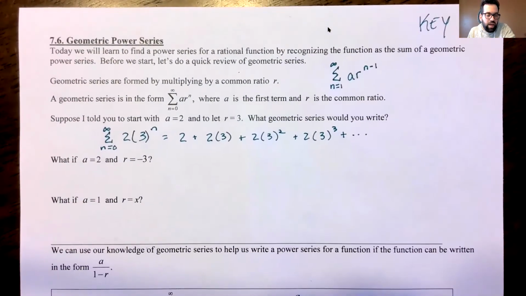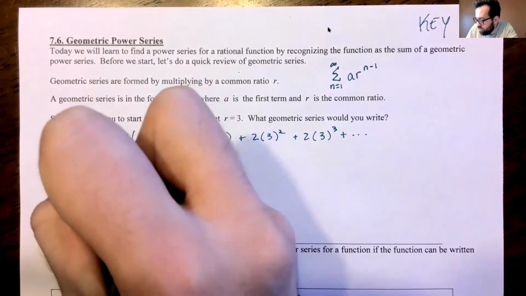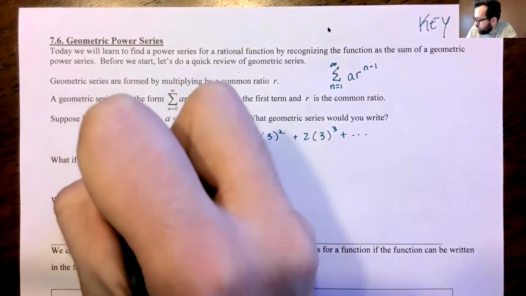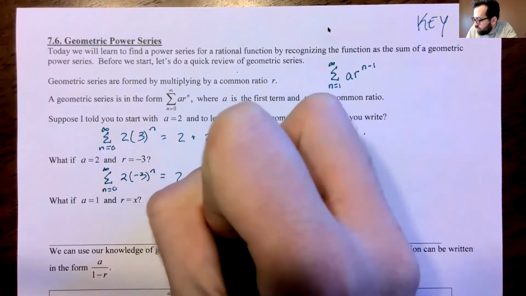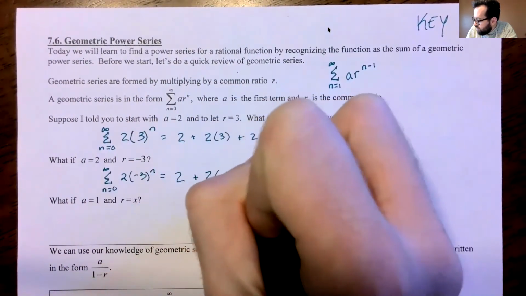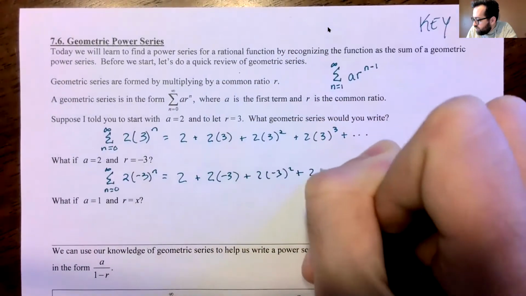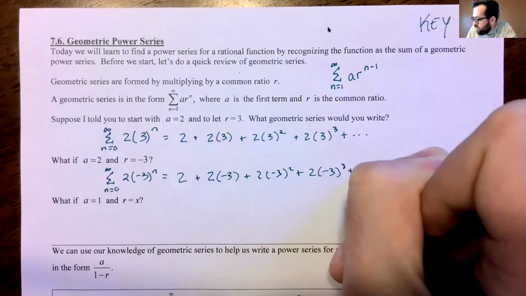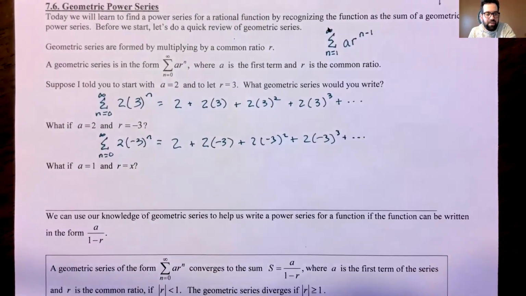So what if a was 2 and r was negative 3? Well, we could do the same thing. It'd be 2 plus 2 times negative 3 plus 2 times negative 3 squared plus 2 times negative 3 cubed, etc. That's going to become an alternating series, right? Because every other term is going to be negative.